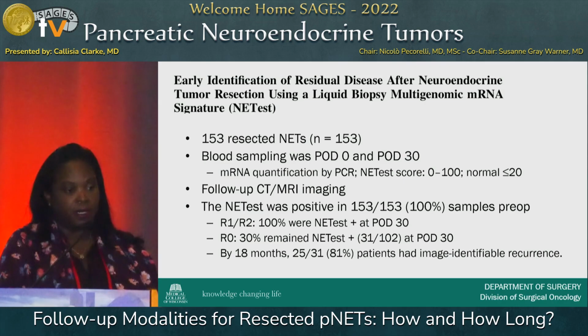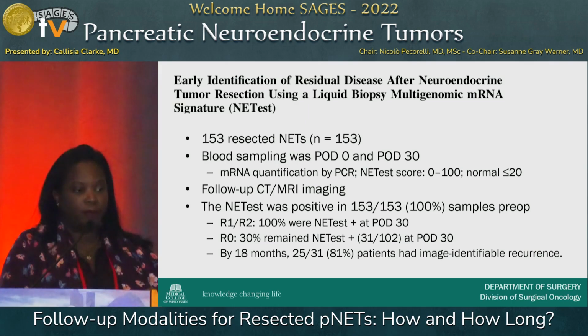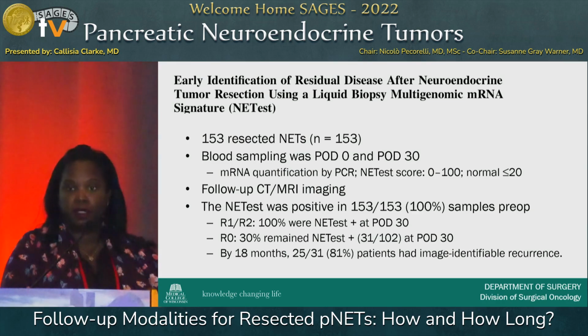The NET test was initially reported in 2019 in a study that looked at 153 resected neuroendocrine tumors. About 52 of these were actually pancreatic neuroendocrine tumors. The others included GI NETs and lung. They did blood sampling at post-op day 0 and post-op day 30, and did mRNA quantification by PCR to basically measure microscopic disease. A cutoff of 20 is considered normal, and they followed these patients with cross-sectional imaging at regular intervals.